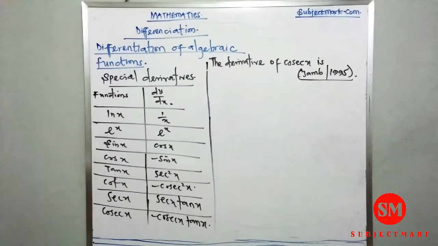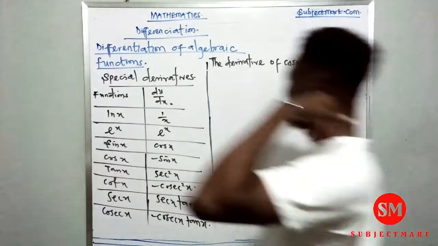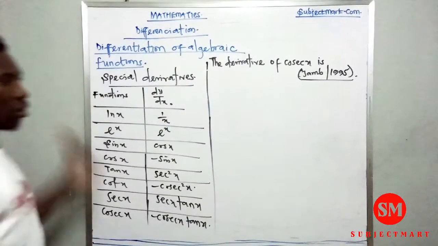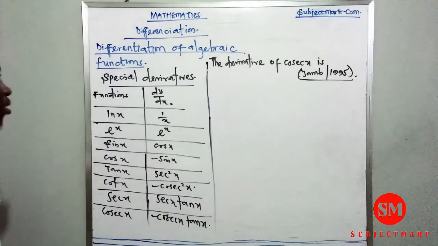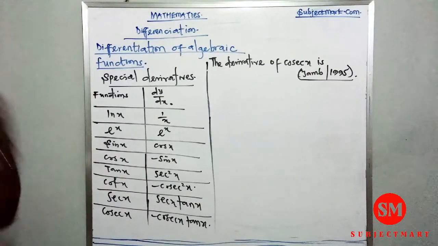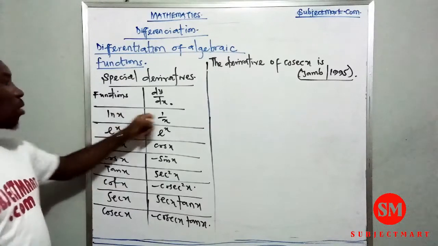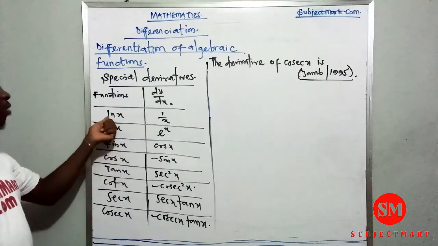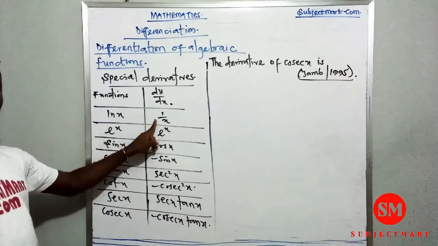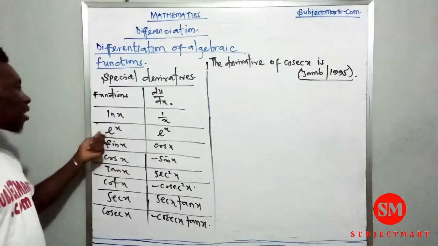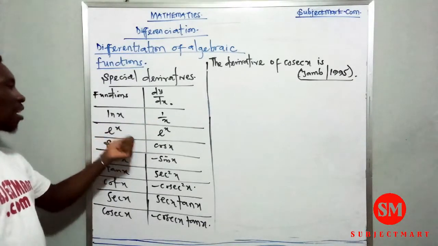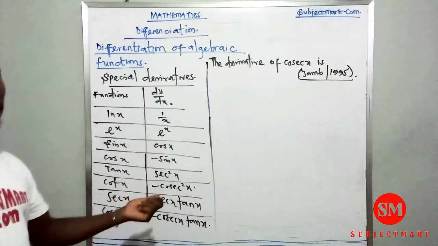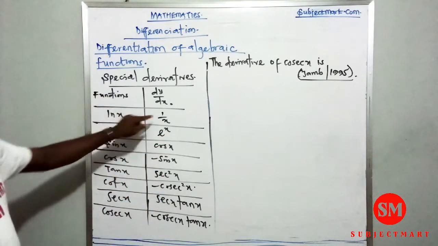Now we have our special derivatives. Now these special derivatives simply mean that whenever we differentiate a particular function, we get this dy/dx. So if we differentiate ln x, we get 1 over x. If we differentiate exponential x, we also get exponential x. Now whatever thing we differentiate here, we're going to get this.